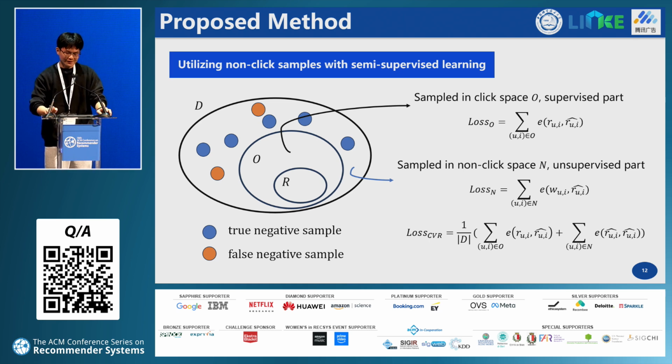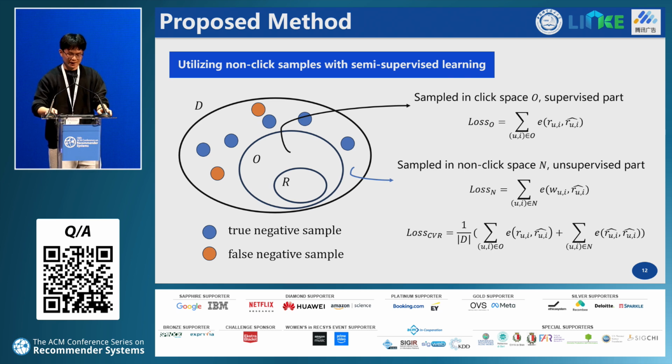And as we know, the entropy measures the uncertainty of a probability. So if it goes to 0 or goes to 1, that is, the CVR model is very certain that a sample will convert, or very certain the sample will not convert, then the loss is minimized. However, if RUI hat is close to 0.5, that is, the CVR model has no idea whether the sample will get converted, then the loss is maximized. So we add this loss in non-click space as a regularization loss and do this optimization.